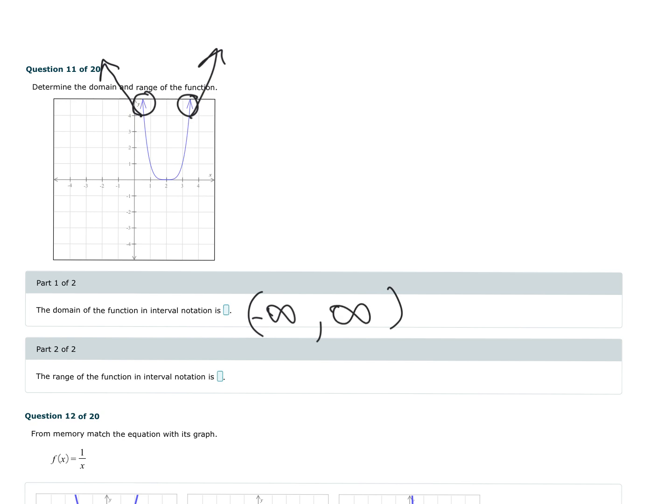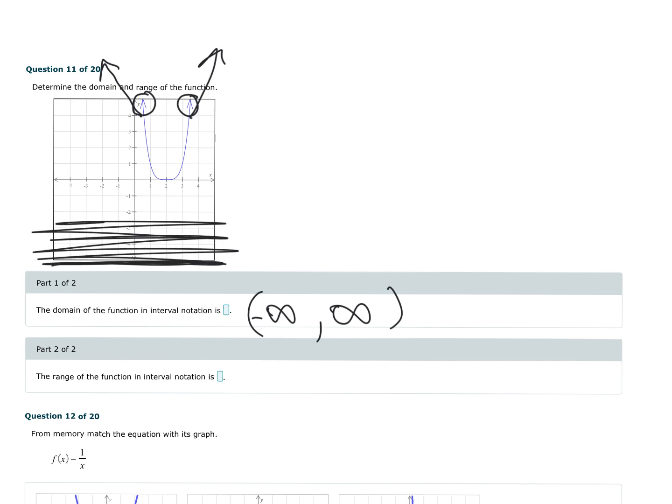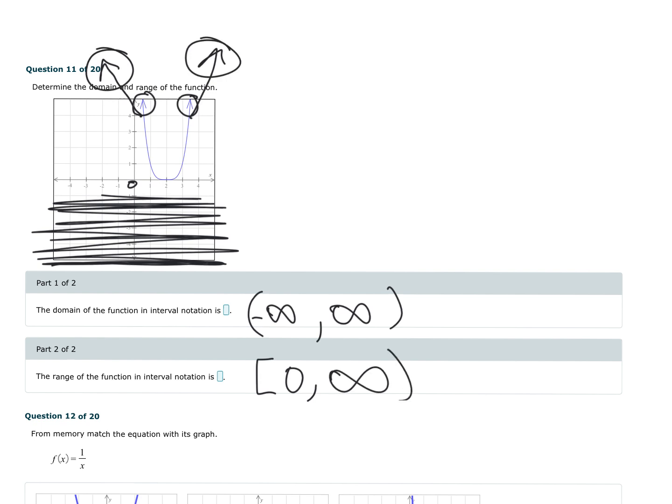And then for our range, our lowest point on the graph does not start until 0. That's our lowest part on the graph. So it starts at 0, which is included because there isn't a hole in the graph, and it goes all the way up to infinity because of those arrows. So that range would be from 0 to infinity.